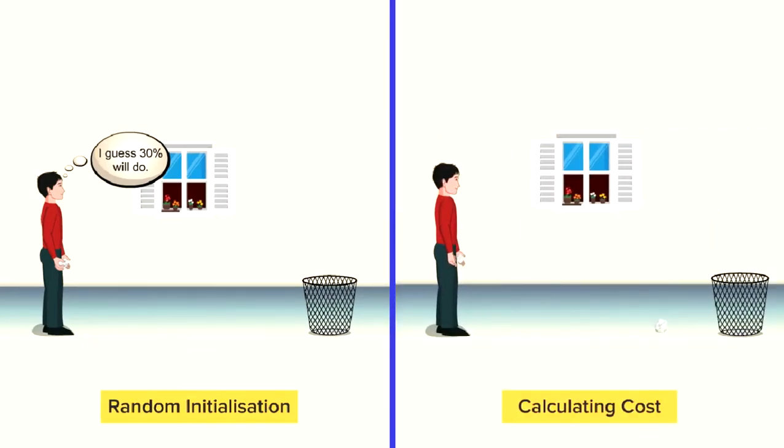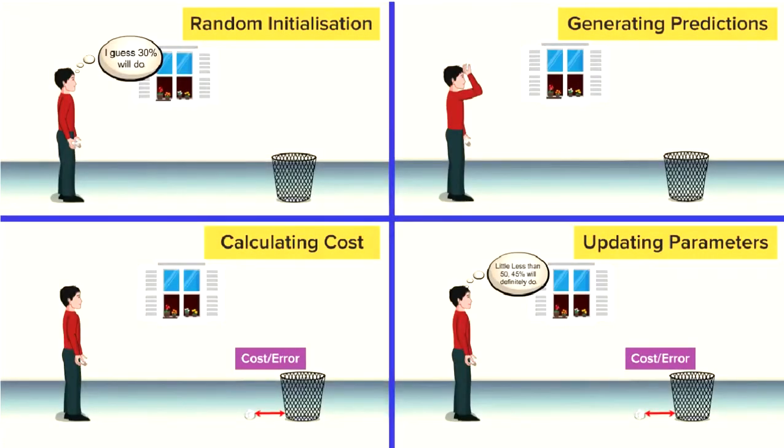In the third step, we estimated how far from the dustbin the paper ball fell. Similarly, in gradient descent, we calculate the error or the cost of predictions with respect to the actual or the true values. And in the fourth step, once we have calculated the distance of the paper ball from the dustbin, we adjust our strength accordingly. Similarly, in gradient descent, using the cost or the error of predictions, we update the parameters of our model.